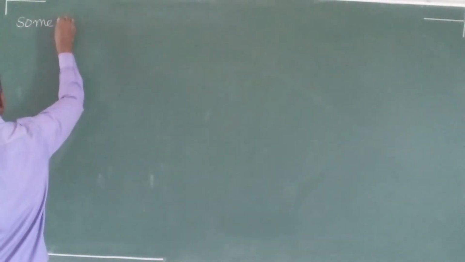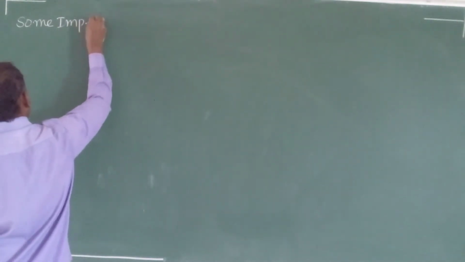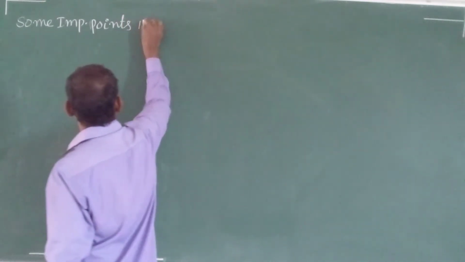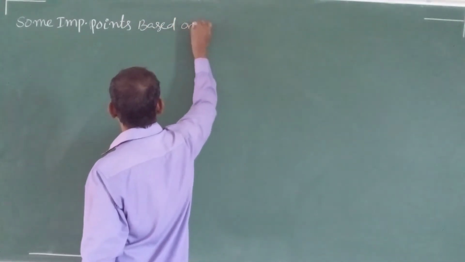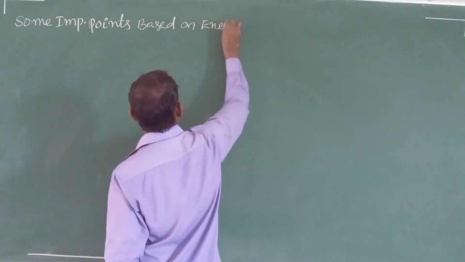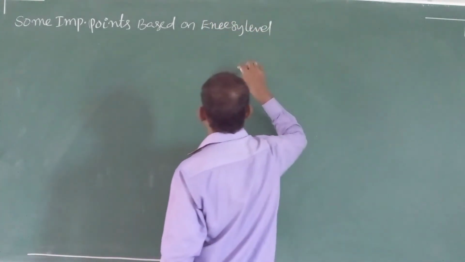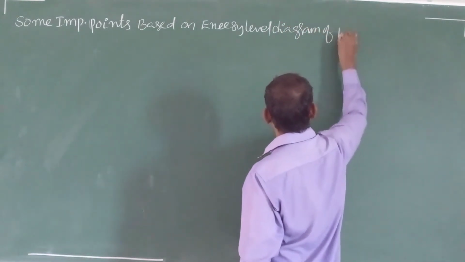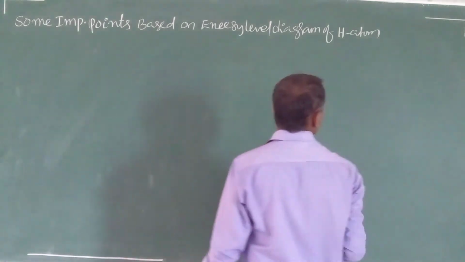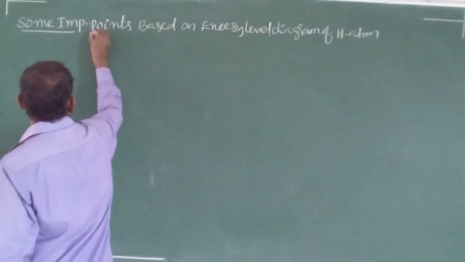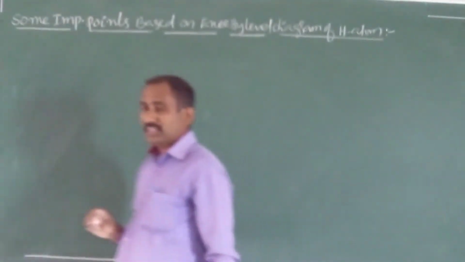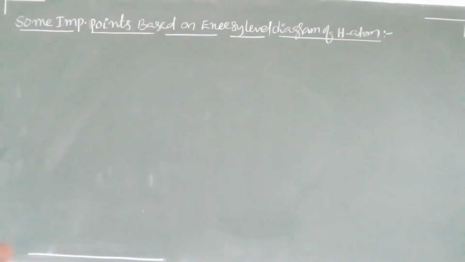Some important points based on the energy level diagram of the hydrogen atom. So from the diagram, what points do we have to remember?